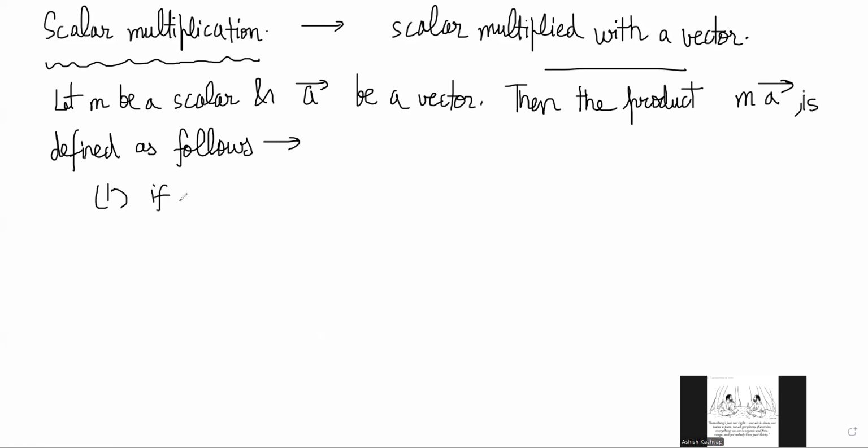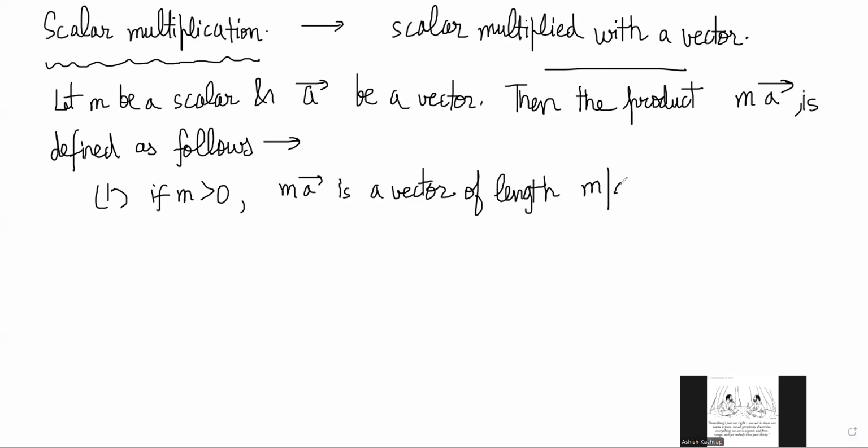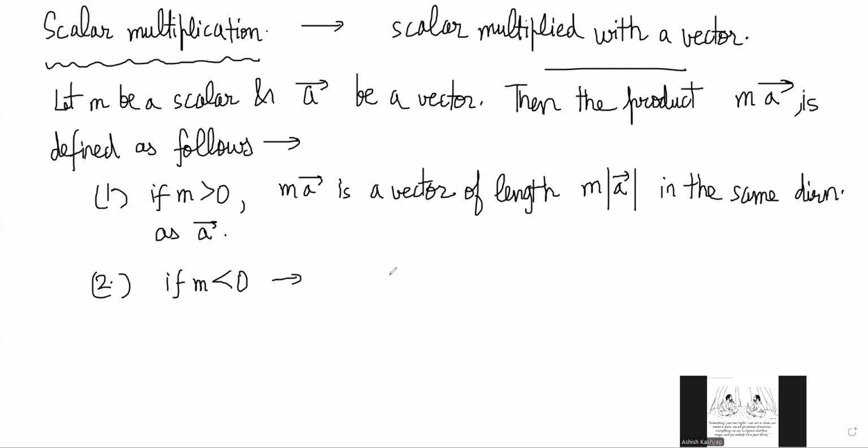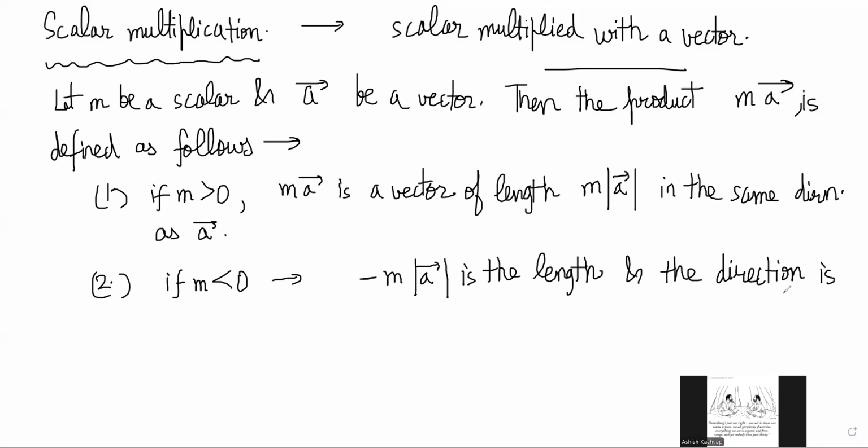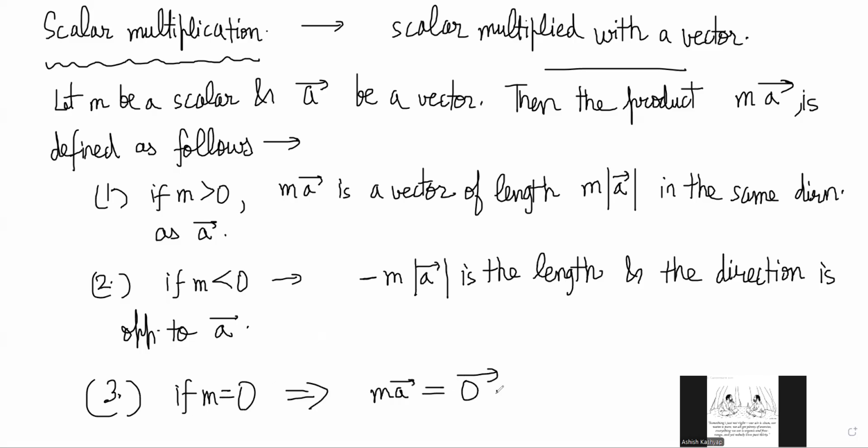So if M is greater than 0, then M A vector is a vector of length M times mod of A in the same direction as A vector. Secondly, if M is less than 0, then the magnitude becomes minus M times mod of A is the length, and the direction is opposite to that of A vector. And finally, if M is 0, then M A vector is basically the 0 vector, right?